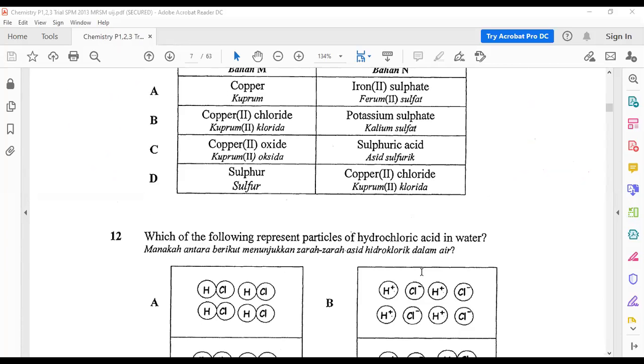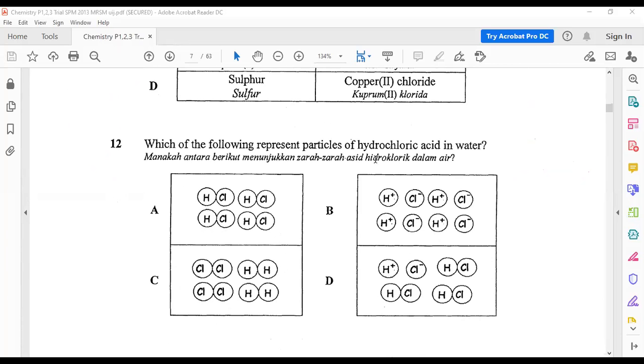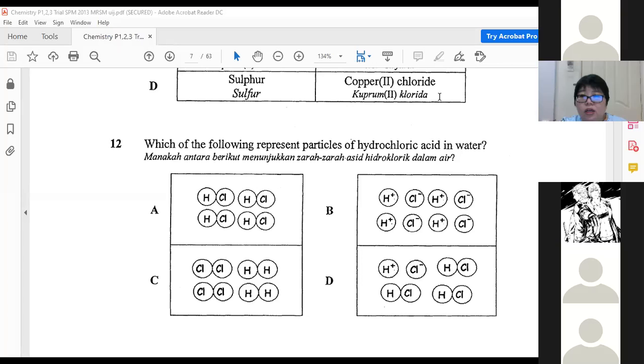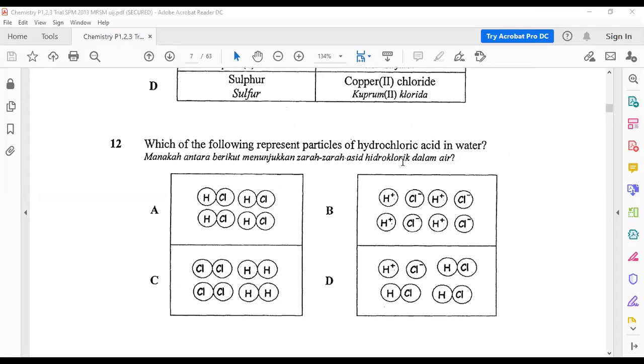Now we continue to question 12. Which represents the particles of hydrochloric acid in water? Now, what happened to the hydrochloric acid in water? Someone please tell me. Dissociate. Okay, dissociation. Good. The hydrochloric acid will dissociate in water.